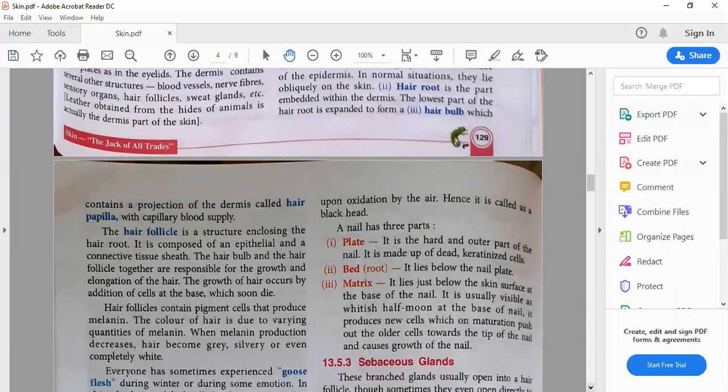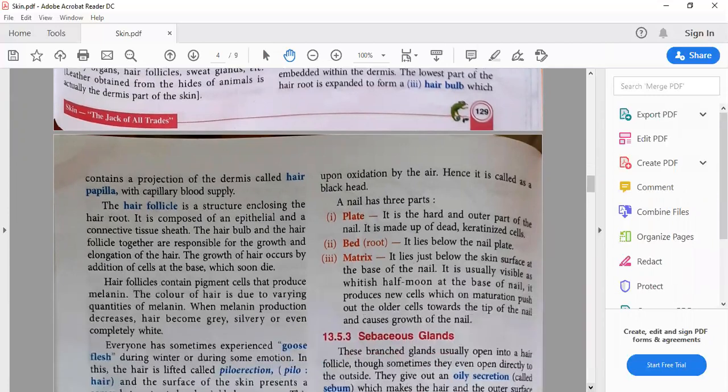Okay, follicle क्या होता है? It is a structure which is enclosing the hair root. मतलब बेसिकली एक आउटर कवरिंग है जहाँ पे हेयर रूट is there. Okay, so it is just an enclosed part. तो हेयर फॉलिकल कैसा बनाया रहता है? It is composed of an epithelial and a connective tissue. The hair bulb and the hair follicle together are responsible for the growth and elongation of the hair.